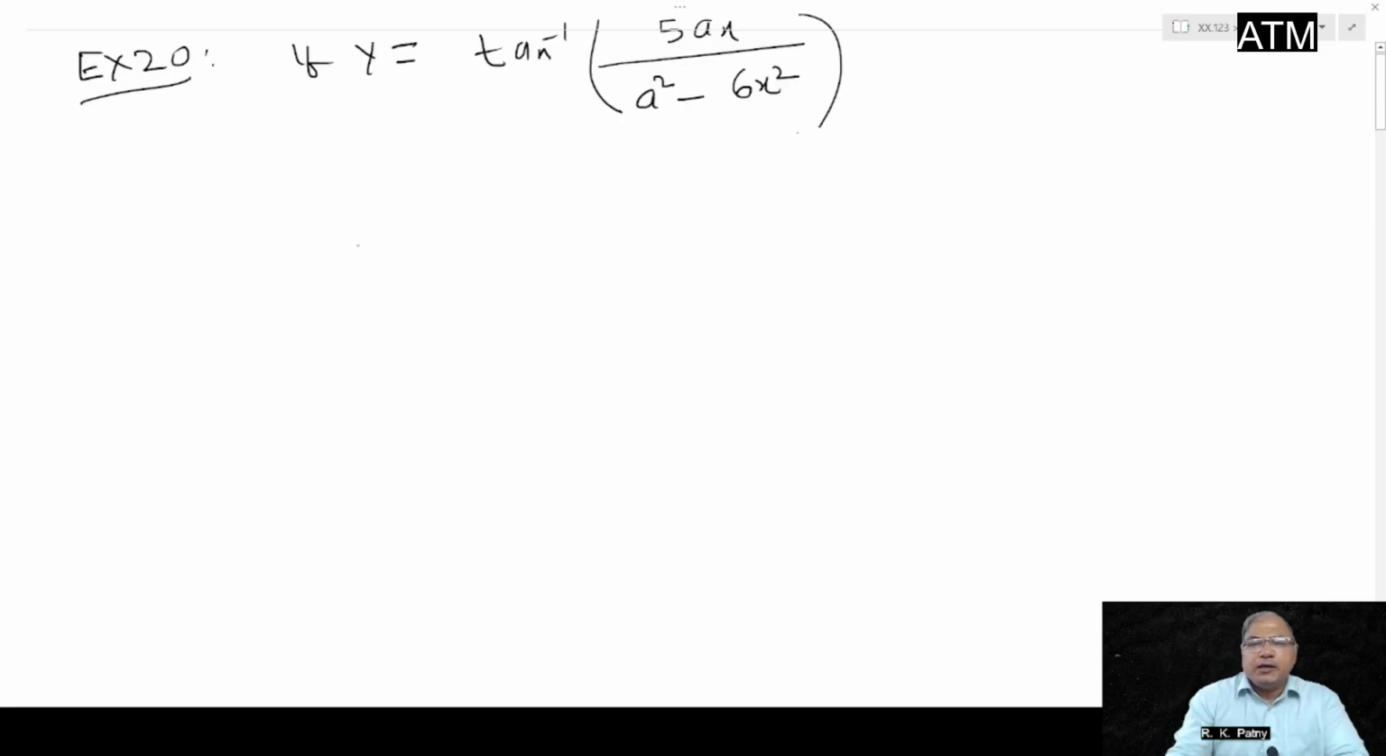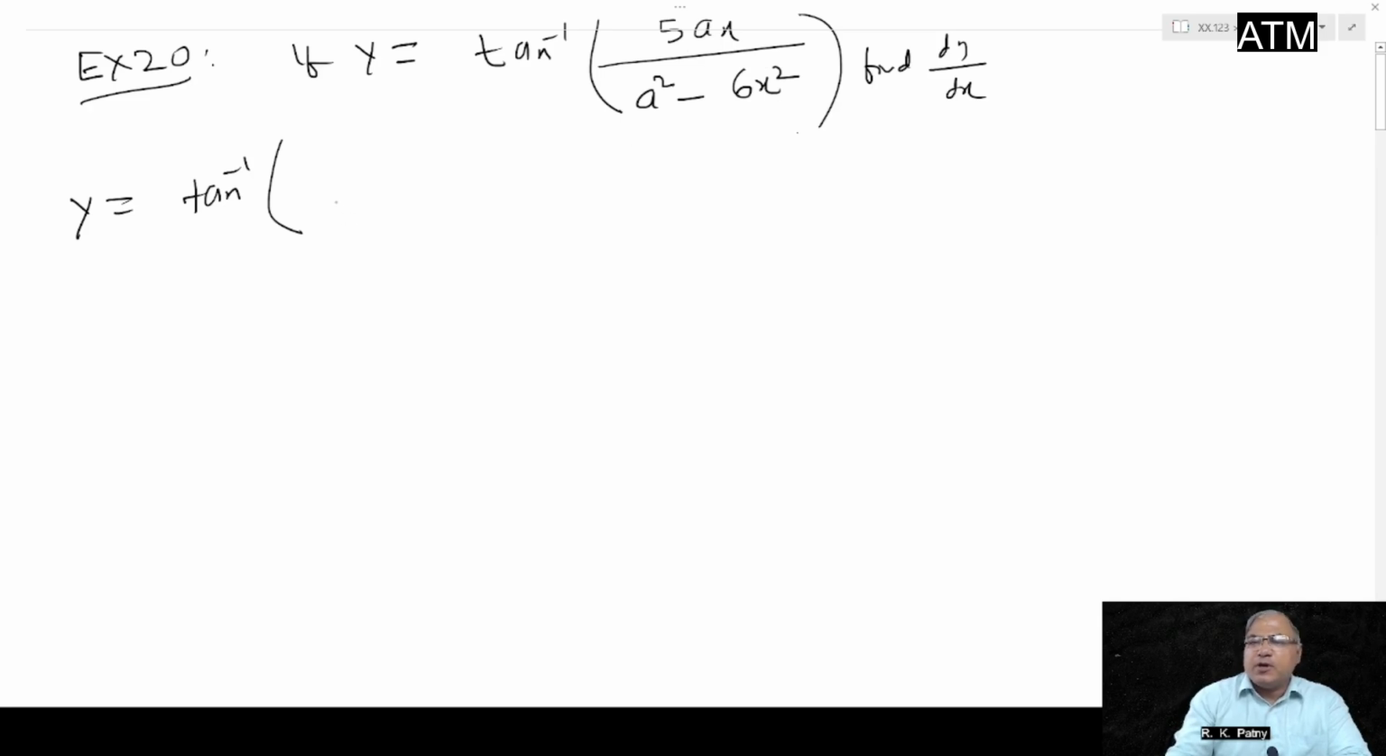Example number 20. If y equals tan inverse of 5ax upon a square minus 6x square, find dy by dx. We have the tan inverse. Whenever the tan inverse is given in such a condition, you have to see that the addition will give the numerator and multiplication will give the denominator.